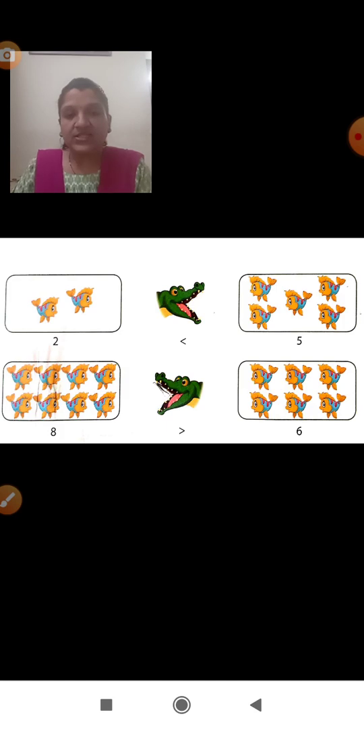In the picture we see 8 fishes in the first box and 6 fishes in the second box. So where has the crocodile opened her mouth? At 8 fishes. So here we say 8 is more than 6 and we gave the more than symbol in between. Have you recollected? Very good.